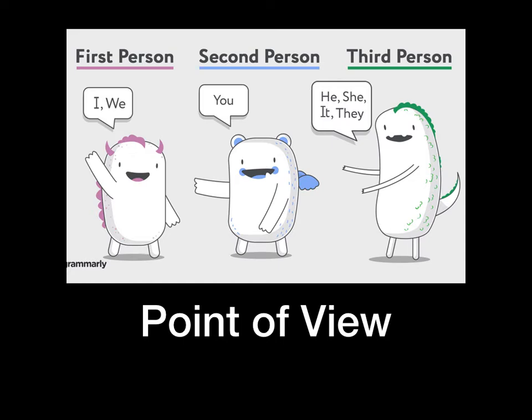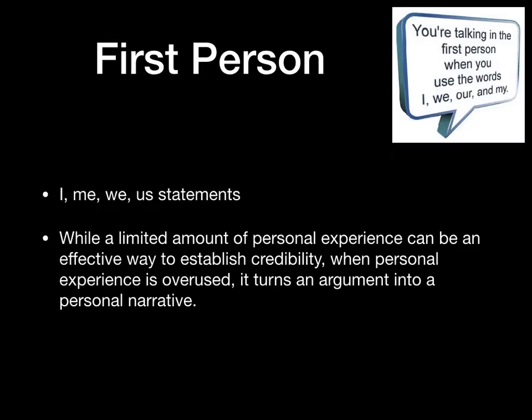So to get started, we're going to go through the different points of view or persons in writing. As you can see here in the little cartoon, first person, we're talking about the narrator, him or herself, is the one doing the talking. Second person, the narrator is speaking directly to the reader. And then in third person, we have an anonymous narrator who is basically just telling the story using the pronouns he, she, it, and they. So let's start with first person.